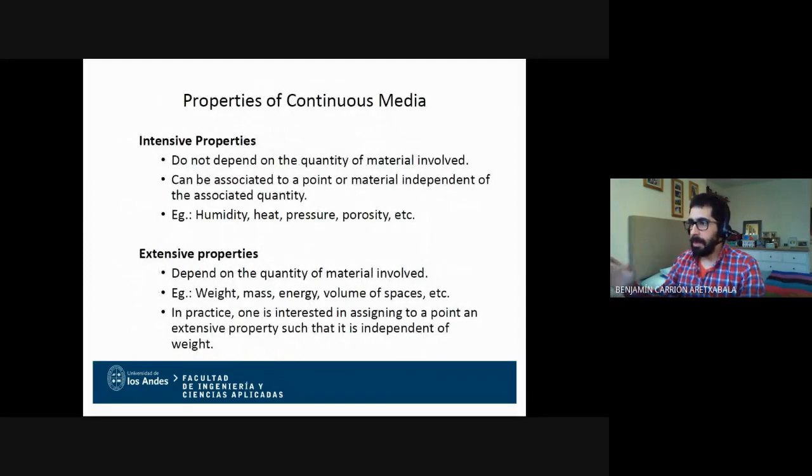So again, there are properties of continuous media. There are intensive properties that are punctual. They don't depend on the quantity of the material, and you can consider them to be representative of a point. And there are extensive properties that do depend on the quantity. A typical example of an intensive property is density, and of an extensive property is weight. The density of water is an intensive property, but the weight of, let's say, a jar of water does depend on how much water you're putting into it, right?